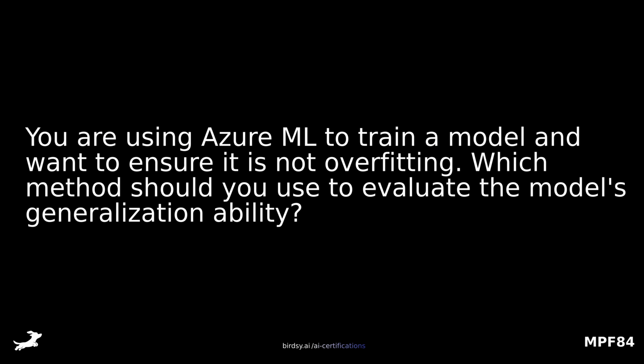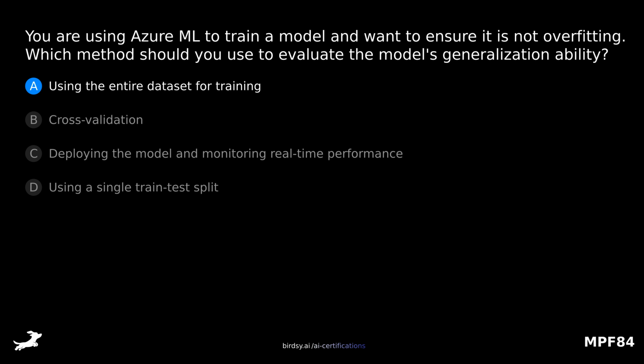You are using Azure ML to train a model and want to ensure it is not overfitting. Which method should you use to evaluate the model's generalization ability? Is it A, using the entire dataset for training, B, cross-validation, C, deploying the model and monitoring real-time performance, or D, using a single train-test split? The answer is B, cross-validation.